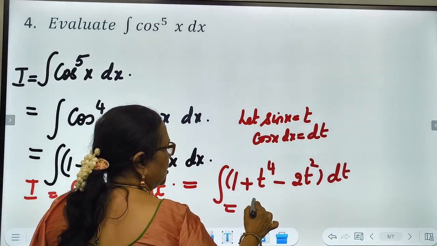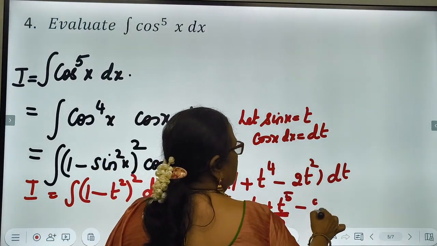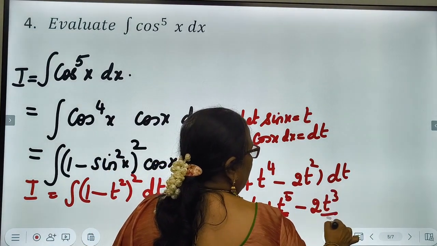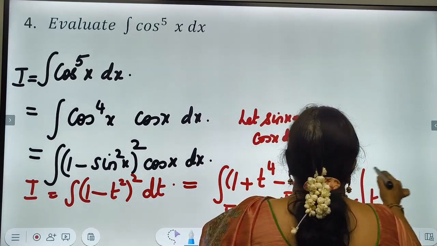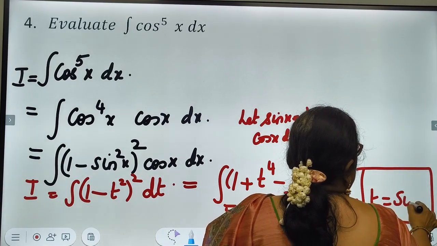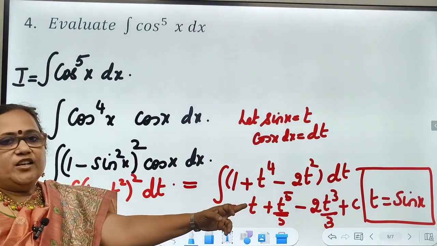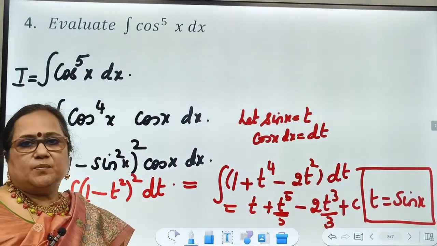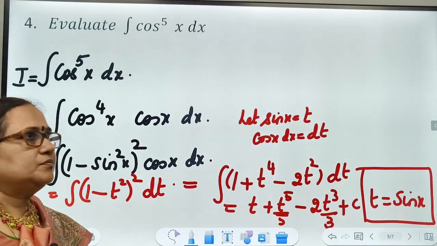Term by term integration, this is t plus t power 5 by 5 minus t cube by 3 plus c, where t equal to sin x. Please substitute it back for sin x. I have written t equal to sin x, but you can actually replace t by sin x. Are you all able to follow?